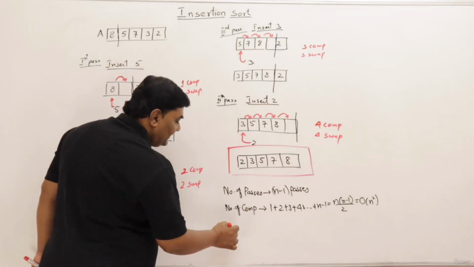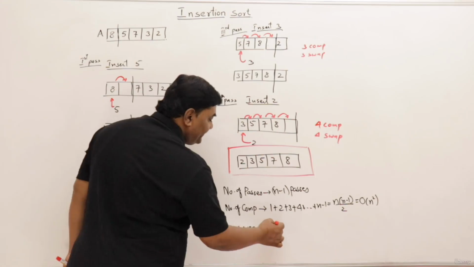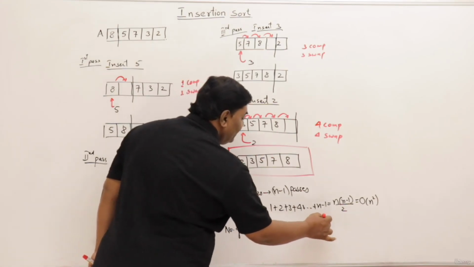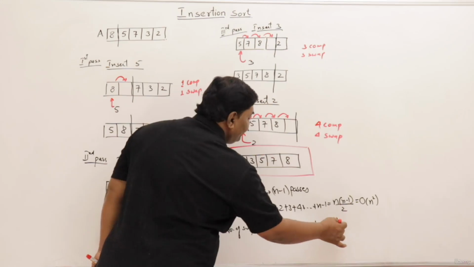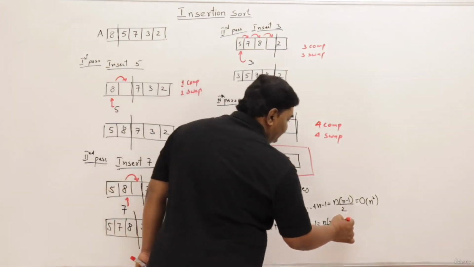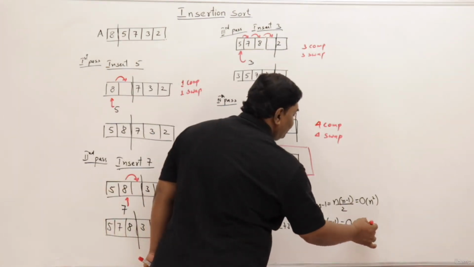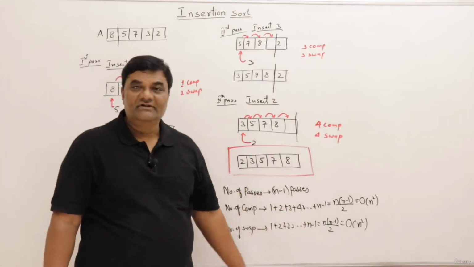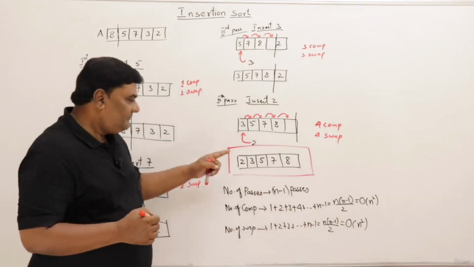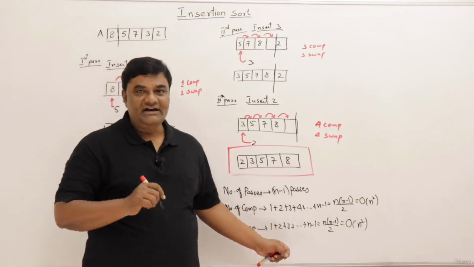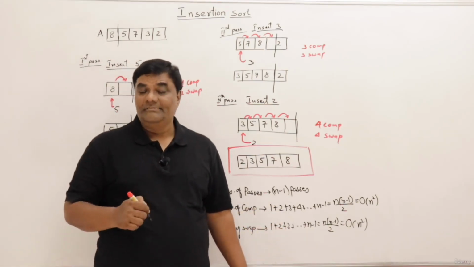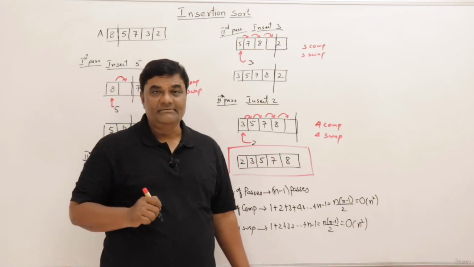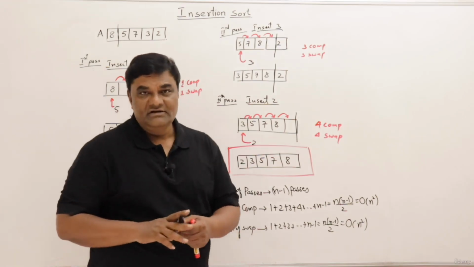So the number of swaps for n elements will be 1 plus 2 plus 3 and so on up to n minus 1, and this is n into n minus 1 by 2. So this is n square swaps. So maximum swaps are order of n square. This is about comparisons and swaps. We have to check whether it is adaptive and stable or not, but before that I will tell you a few important things about insertion sort.